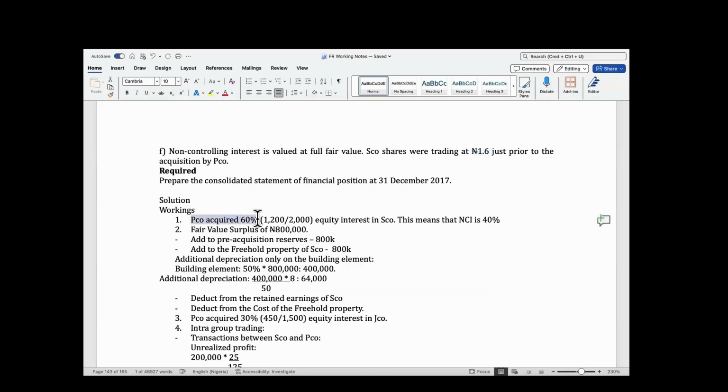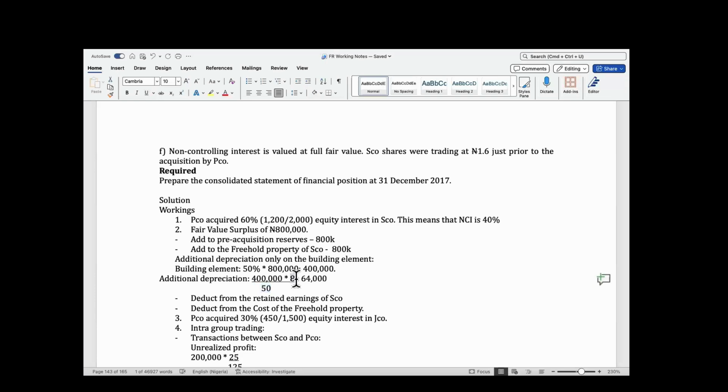Number one, I got the 60%, so NCI is 40%. Number two, the revaluation surplus is 800. So it's going to be a reserve, and I'm going to add it to the assets of the subsidiary. Then the additional depreciation. The building element is 50% because land is not depreciated. It's not a depreciable asset. So we get 50% of 800, which is 400. And that's what we are going to depreciate over the useful life.